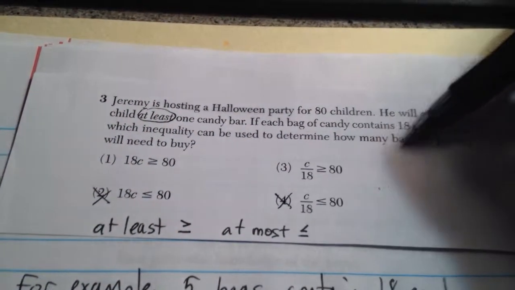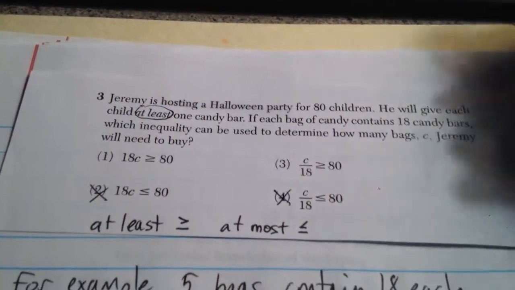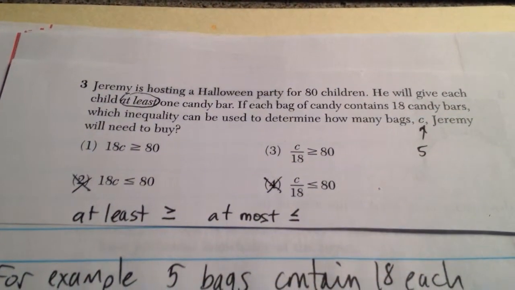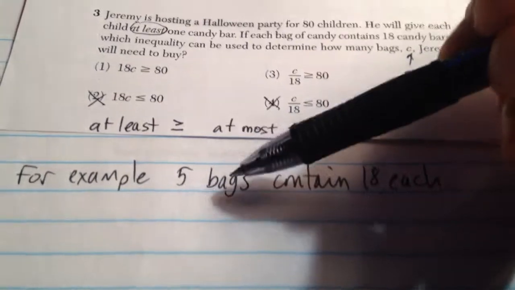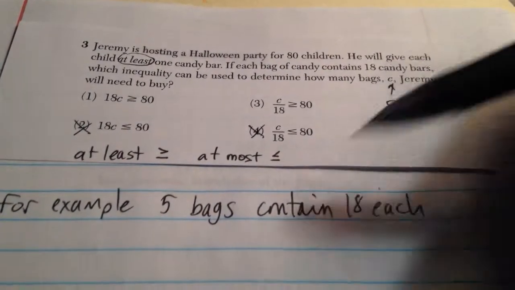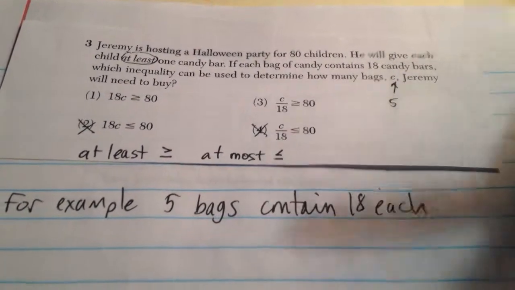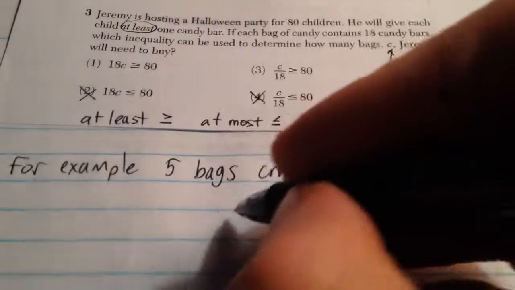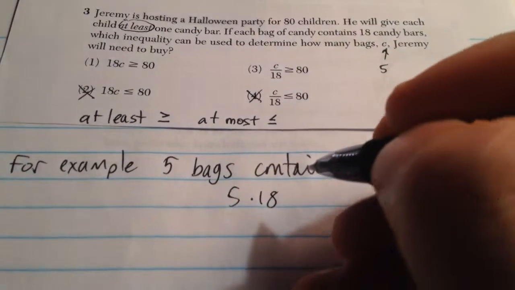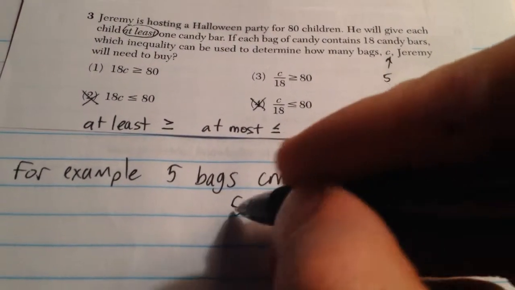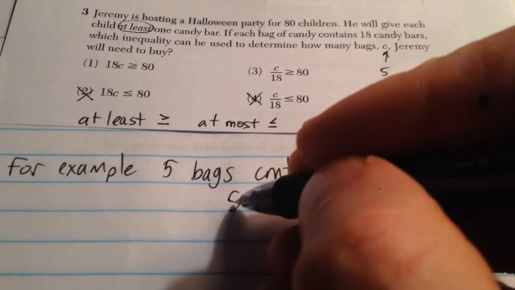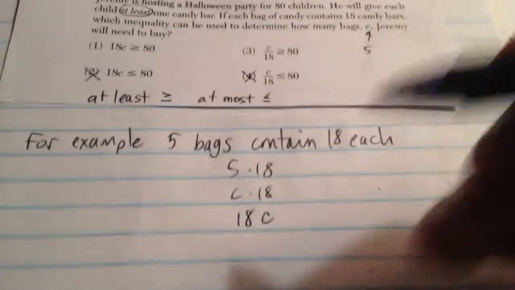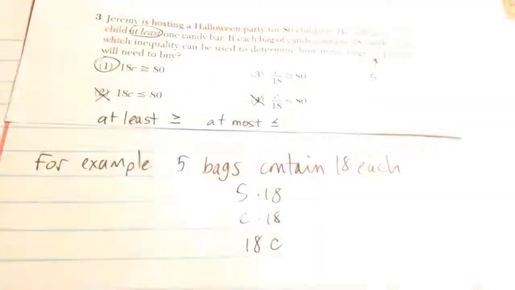Now, if they're asking how many bags of candy Jeremy will need to buy, well, plug a number in for this. Pretend it's 5. If you had 5 bags and they contain 18 each, what would you do to find the total number of candies? You would probably do 5 times 18. So 18 times 5, well, we called that 5 when it was C, so it's the same as saying C times 18, or 18C. Choice number 1.